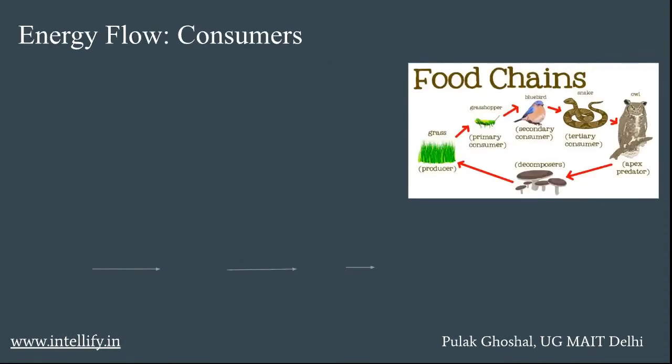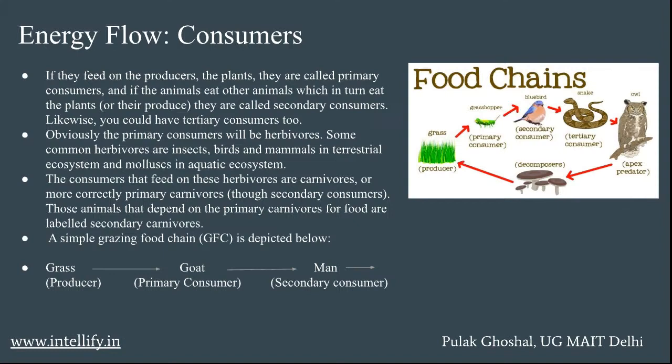Next is consumers. If they feed on the producers, the plants, they are called primary consumers. Similarly, if they feed on the primary consumer, they become secondary, and so on, tertiary. As you can see, with grass, the grasshopper is the primary consumer, then the secondary consumer is the bluebird, and then the tertiary consumer is the snake, and later an apex predator preys on the snake, and if it dies, it will decompose and again enrich the nutrients of the soil.